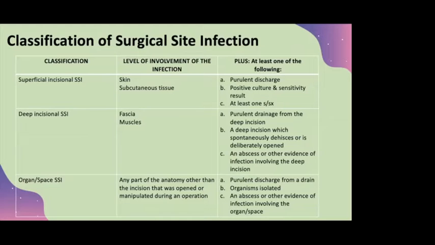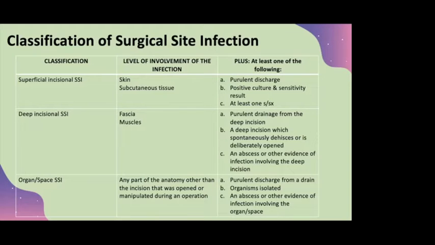Or three, at least one of the following signs and symptoms: pain or tenderness, localized swelling, redness, or heat and superficial incision being deliberately opened by the surgeon unless the incision is culture negative. For the deep incisional SSI, the level of involvement of the infection is at the fascia and at the muscles, plus at least one of the following.